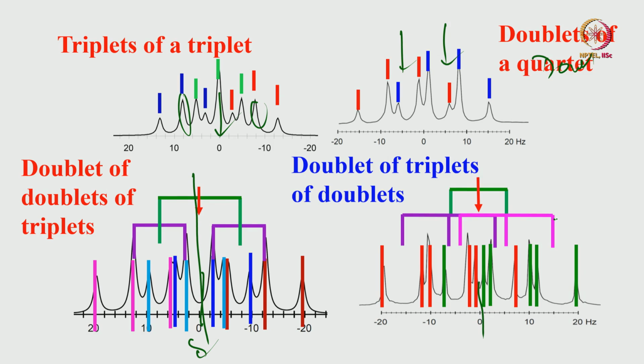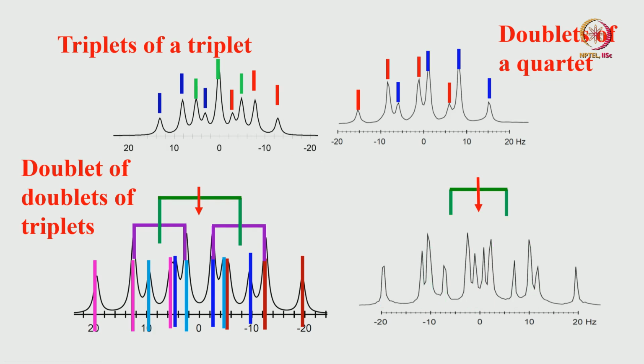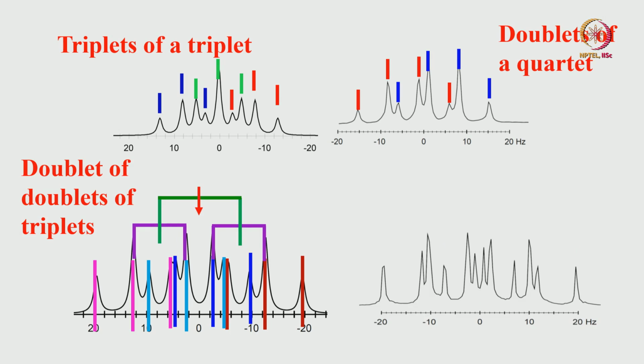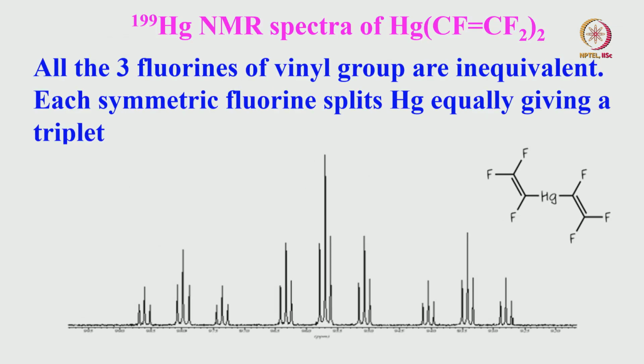The pattern is completely different. If you carefully see here, the pattern is completely different. Everything is erased. Now look at the pattern, the pattern is completely different here. This pattern and this pattern, see, completely different. So, a doublet of triplets and a doublet of doublets make a lot of difference, especially in the appearance of the spectrum. Okay, now we will go to a realistic example of a molecule like this.